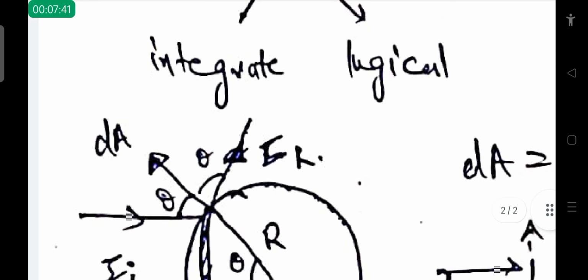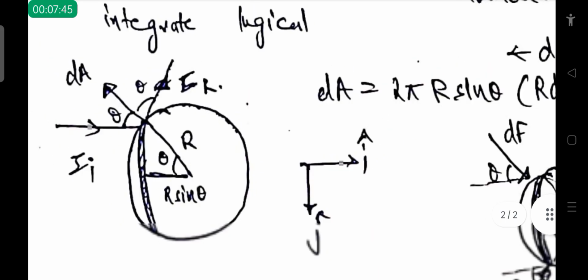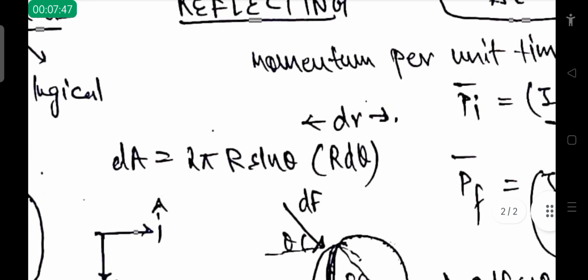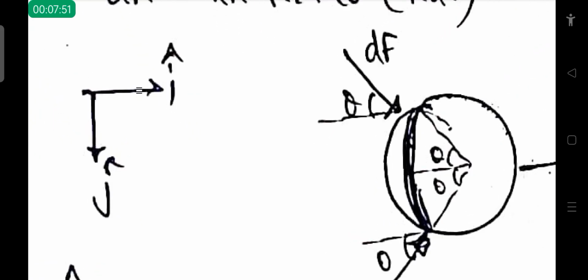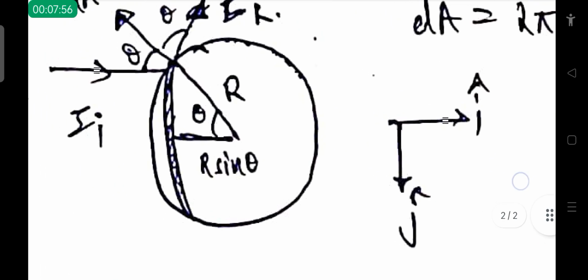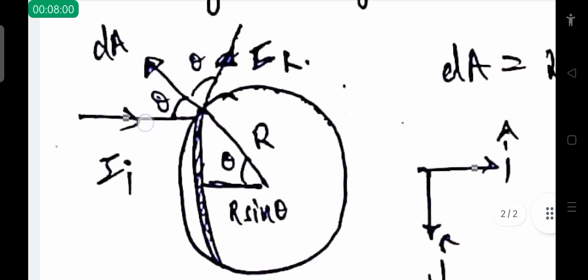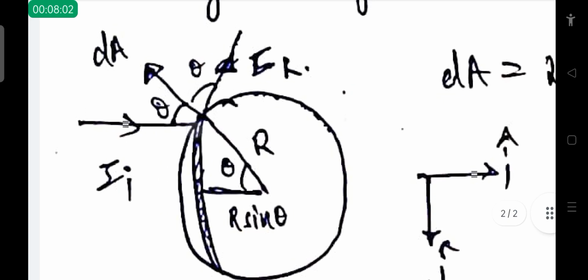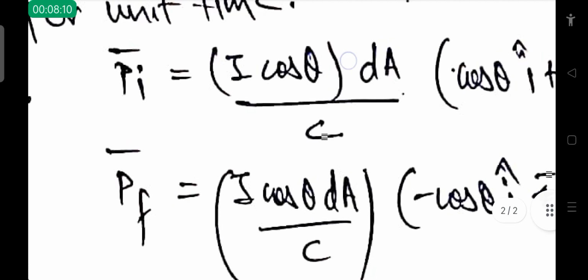This is the dA area of the sphere. Since I have to deal here vectorially and solve it vectorially, I have used this sign convention: I have taken this side as i cap and this side as j cap. Now, of this small initial incident light ray, I'll take the projection along this normal vector, along this dA vector, which will be I cos theta into dA.